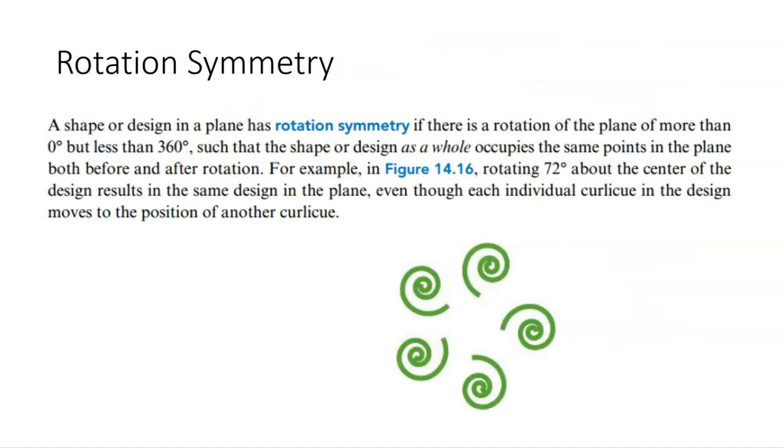Rotation symmetry is if there is a rotation of the plane of more than 0 degrees but less than 360, such that the shape or design as a whole occupies the same points in the plane both before and after the rotation. So for example, we're going to rotate this 72 degrees about the center. So here's the center. If I rotate this point 72 degrees, that's got to be 72, right? What's going to happen is this point also gets rotated and it replaces that one, and this one replaces that one, and this one replaces that one, and this one. And so it's always the same before and after the rotation. You can't even tell that it was rotated.